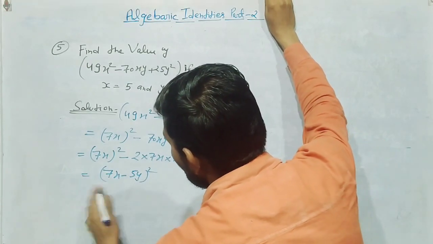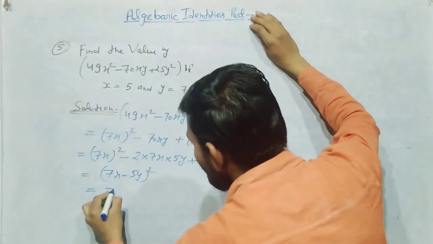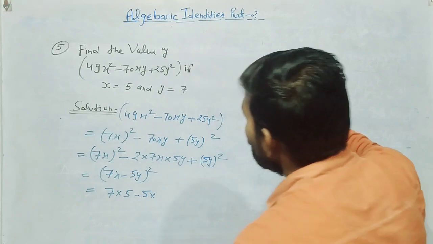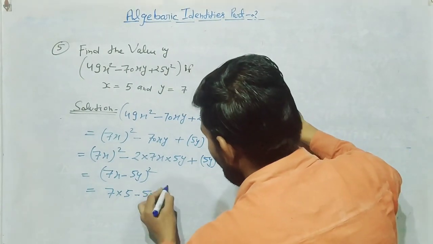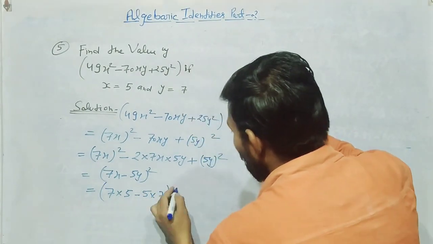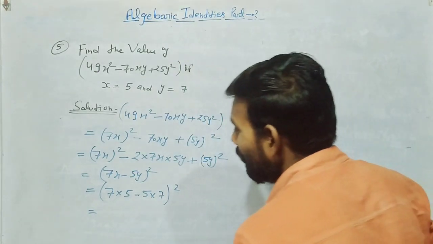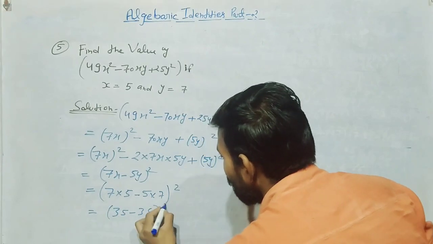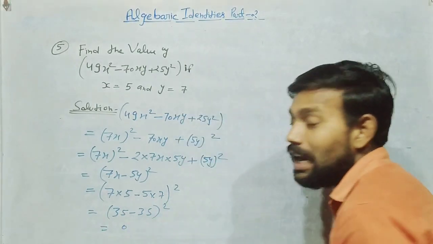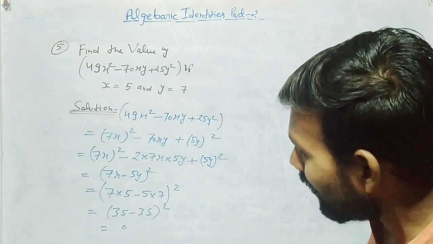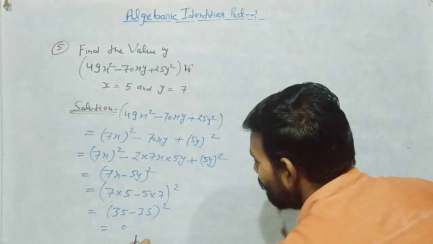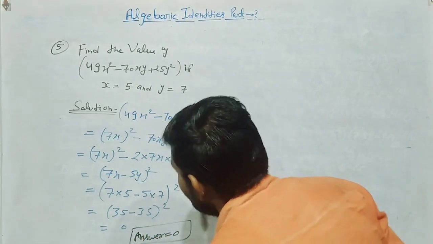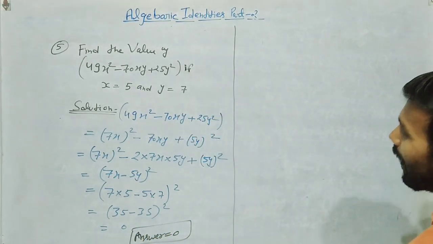Now we can put the values of x and y. (7 into x equal to 5, minus 5 into y equal to 7) to the whole square. Wow, we get an answer of 0. 7 fives are 35, minus 35, square is equal to 0. Here the answer is interesting and surprising. We find the answer is 0. So what is the answer? 0. Very good.